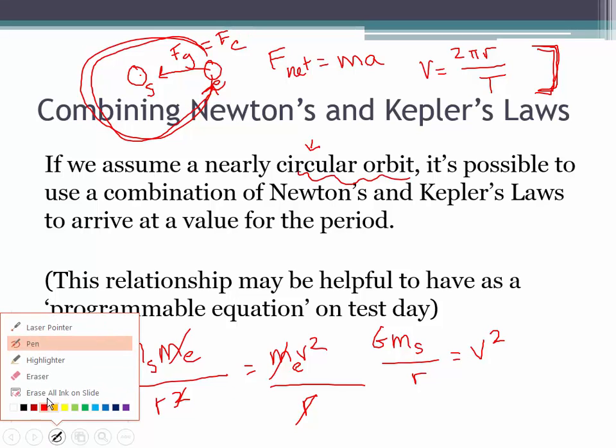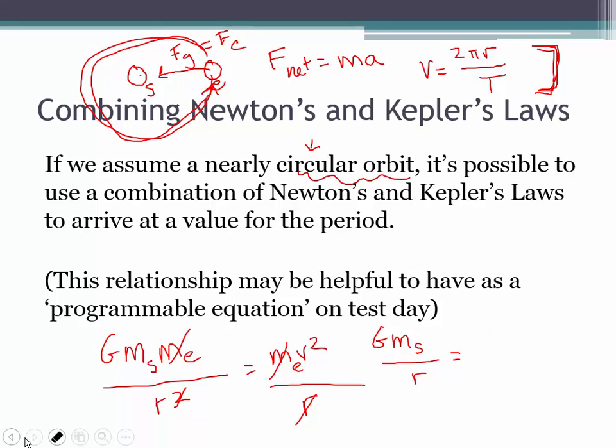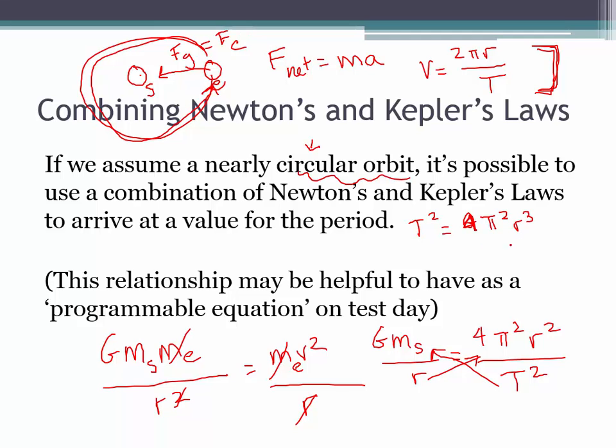Let me erase that real fast. Now remember, I'm going to square it, so I'm going to take a jump in my algebra real fast here for the sake of time. Squared, r squared over T squared. Again, I've got some like terms I can combine. I can cross multiply, bring the r over here, I can bring the T over here, and then when I rearrange that, what I've got, hopefully if my pen decides to work, is that T squared is equal to 4 pi squared r cubed over G m_s.